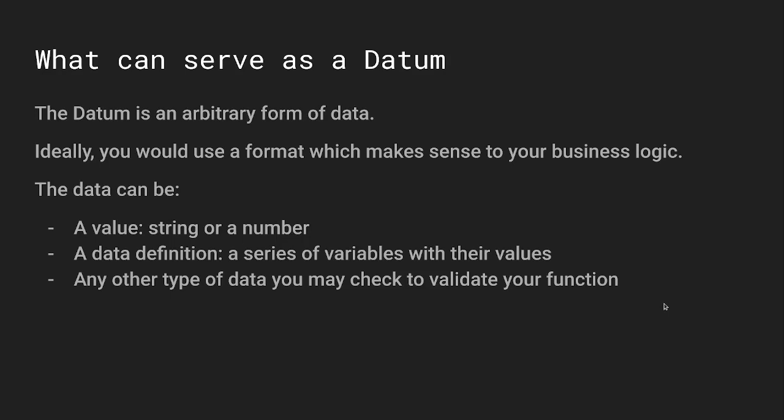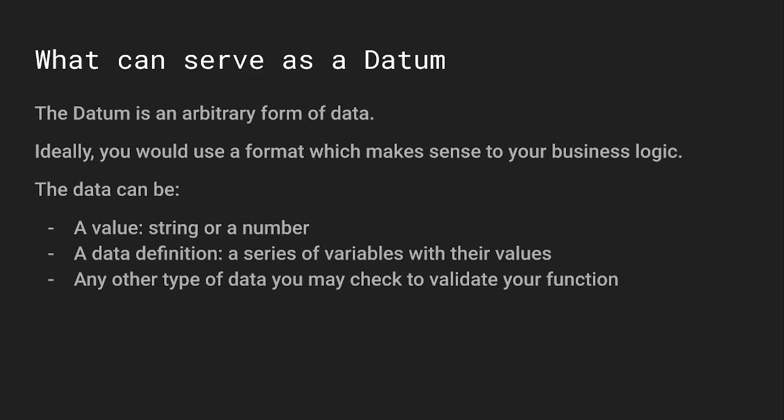So what can serve as a datum? It's an arbitrary form of data. You can use whichever type of data you want. You could make it complex, you can make it very simple. It can be a value. In this case, we'll use the value given the smart contract we are using. It can be a string, or a number. In this case, we are having an integer. I'll show you why we need an integer. And it can also be a data definition, which means a series of variables with values.